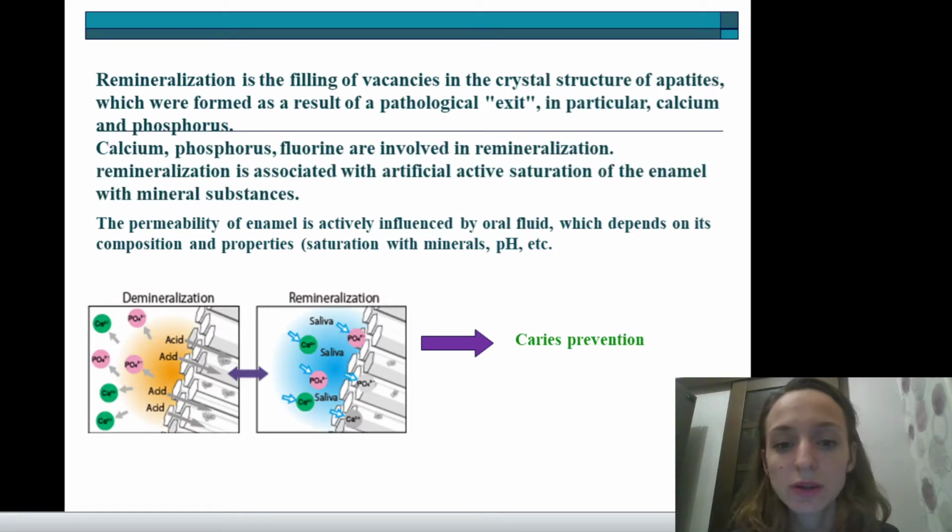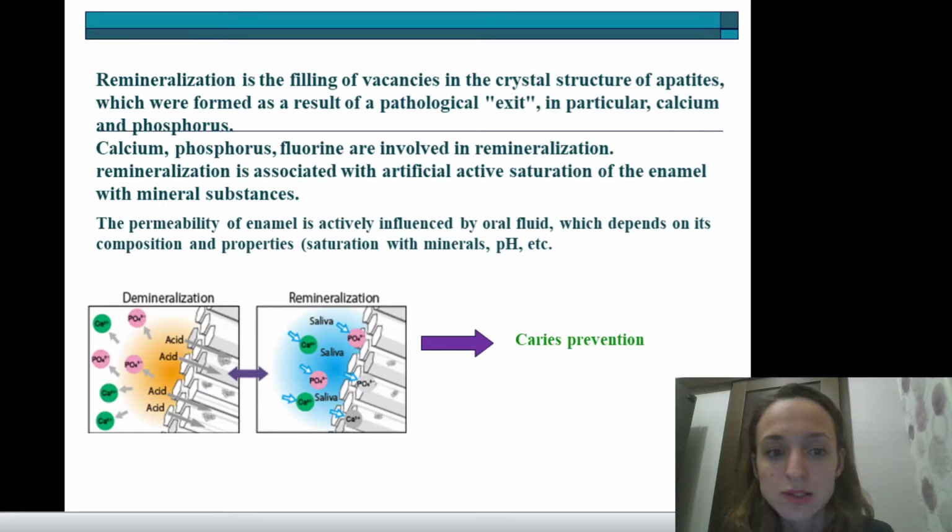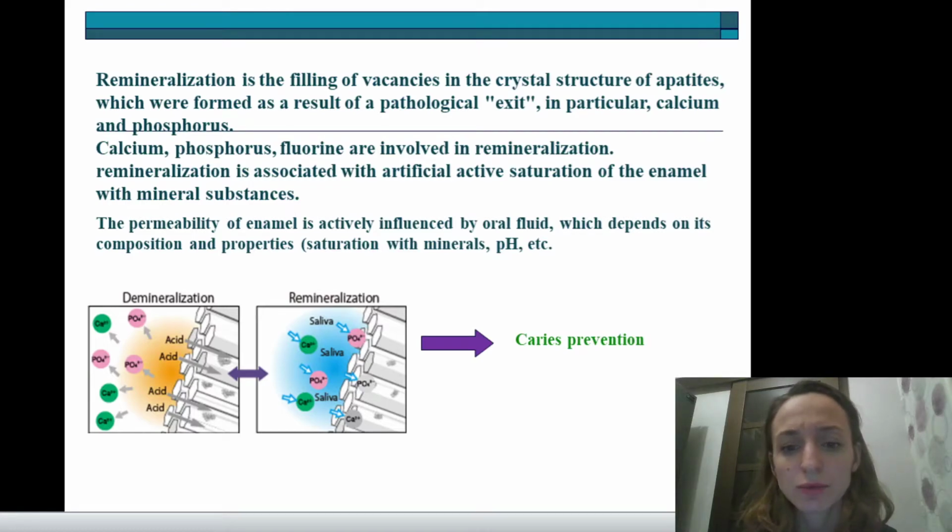Remineralization is the filling of vacancies in the crystal structure of apatites, which were formed as a result of a pathological exit, in particular of calcium and phosphorus. Calcium, phosphorus, and fluorine are involved in remineralization. Remineralization is associated with artificial active saturation of the enamel with mineral substances.